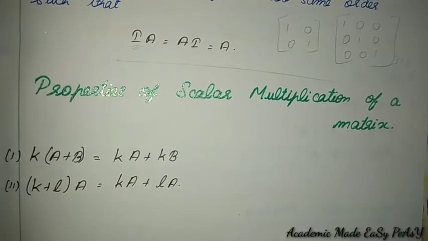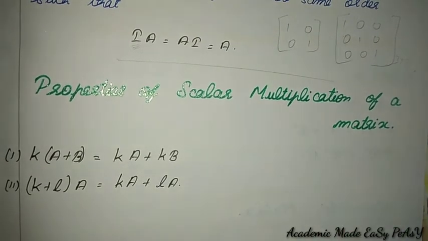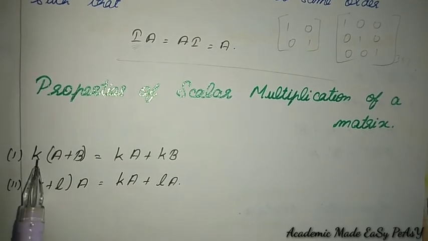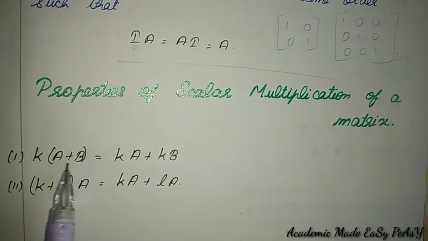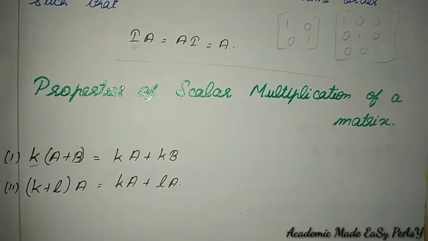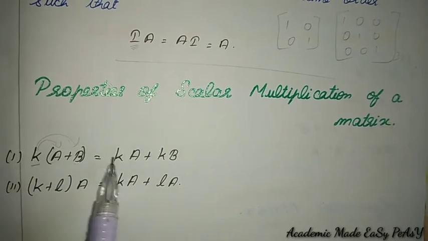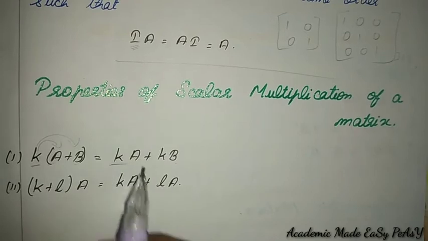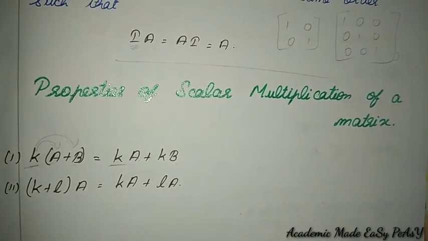The next property is properties of scalar multiplication of matrix. Scalar means what? Any constant or any number, isn't it? So therefore they have given K into (A plus B). A and B are some matrices and K is some scalar constant or any number. So this can be multiplied inside. Therefore we will get KA plus KB. So if we add like this, or add and then multiply with the constant, it is the same, they are saying.